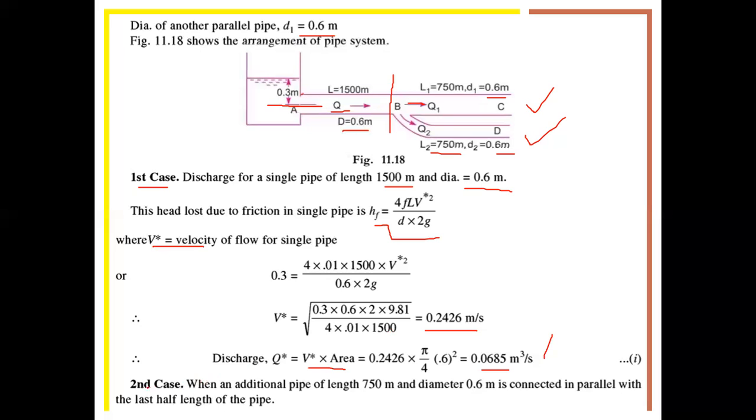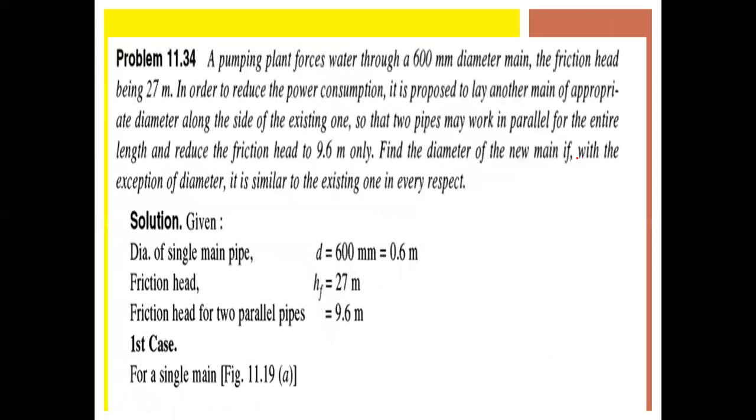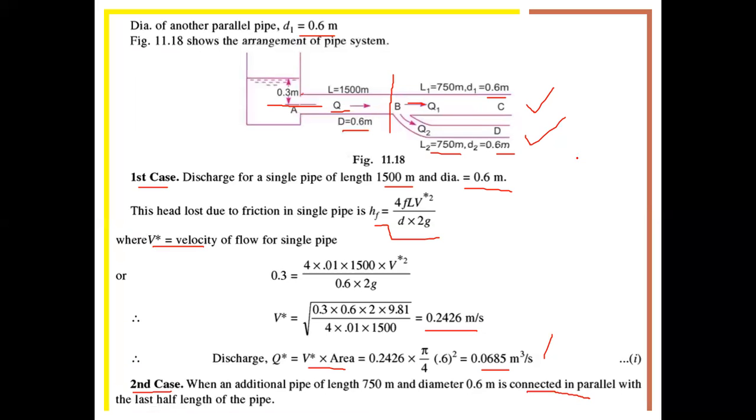Now taking the second case, when additional pipe of length 750 meters and the diameter 0.6 meters is connected in parallel with the last half length of the pipe అన్నాడు. సో ఇది మనకి అయిపోయింది. నెక్స్ట్ ఏం తీసుకోవాలి? ఇది తీసుకోవాలి, ఈ కేసు తీసుకోవాలి. Therefore you are having the second case. So the next 750 length తీసుకుందాం.